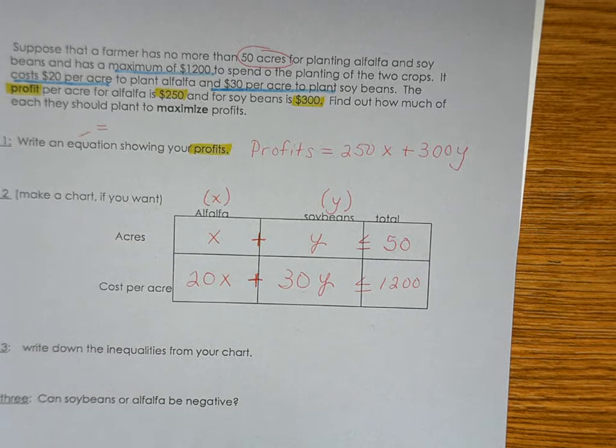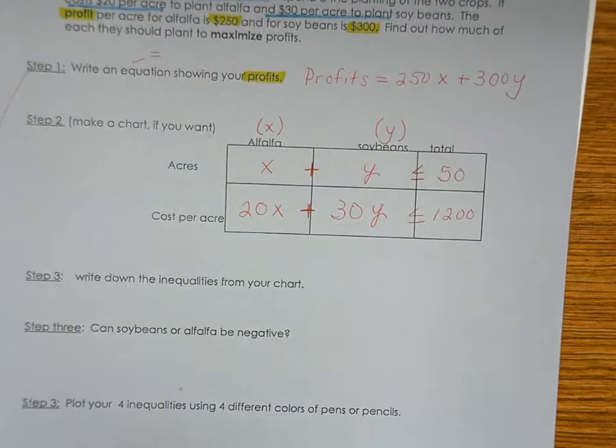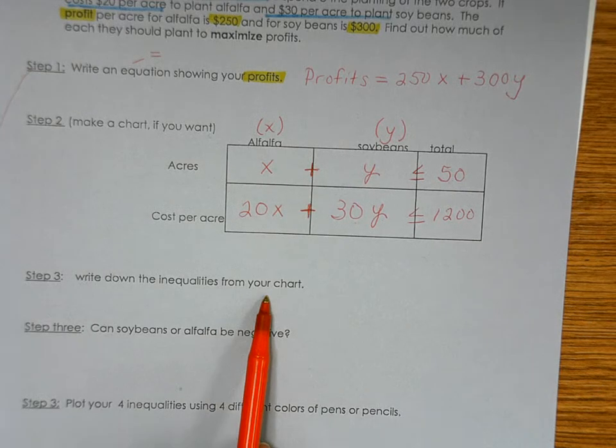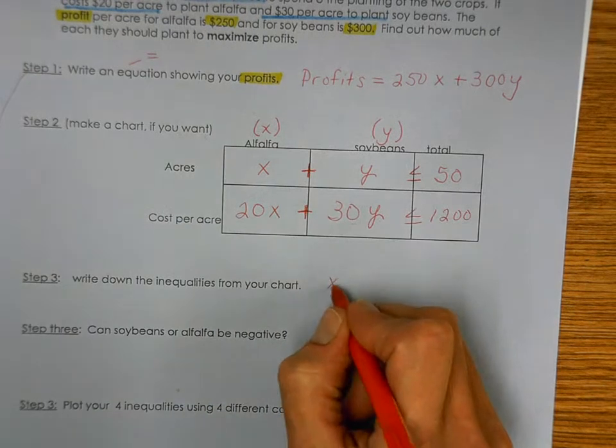Now, by the way, some people hate charts. If you don't like charts and they just bug you, then don't write a chart on your paper, okay? Do what works for you. Okay, so step 3, write down the inequalities from your chart. So they're already here. Let's write them down.